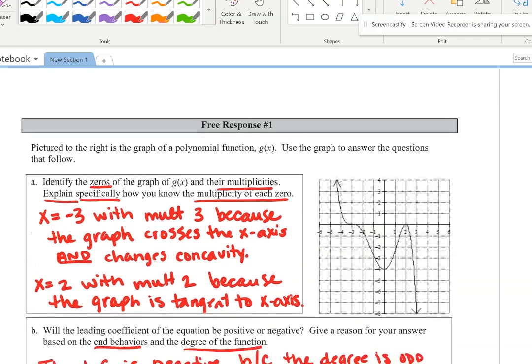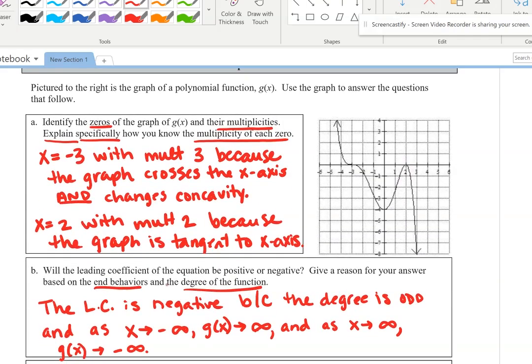All right, now on B, it says, will the leading coefficient of the equation be positive or negative? So not only do you have to say that, but you have to give a reason based on the end behaviors and the degree. So your answers need to have those conditions in them. I gave you guys credit if you said something like falling to the right, but that's not what we want to be able to say. We want to be able to look and use the notation to justify our mathematical responses.